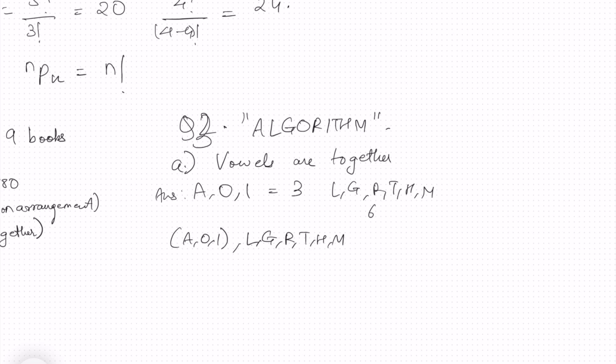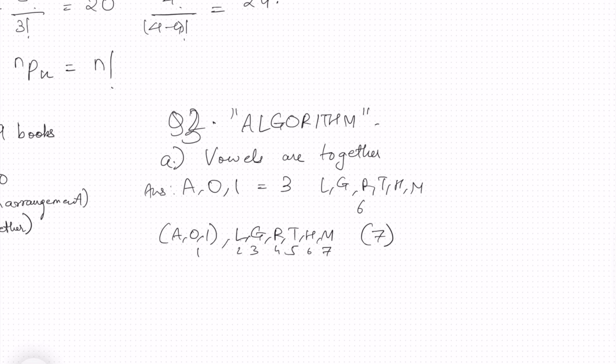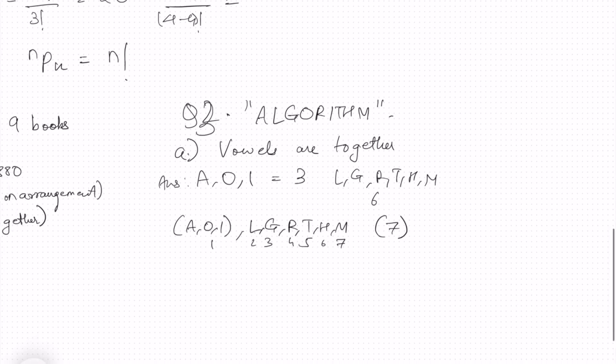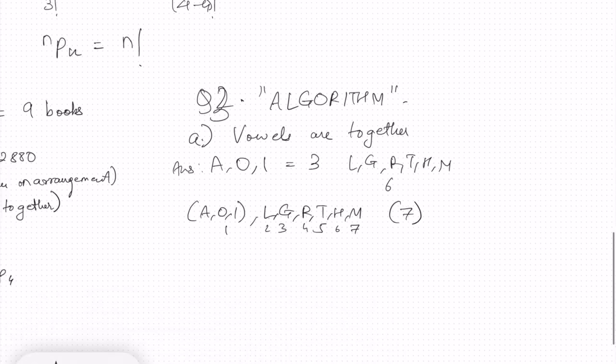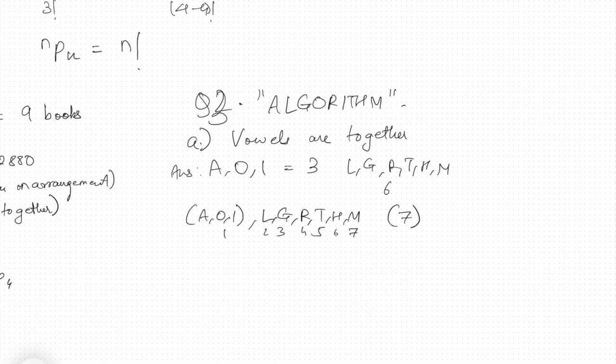So this is 1, 2, 3, 4, 5, 6, 7 objects which I must arrange in 7 places. Agreed that the word in itself contains a total of 9 letters, but since we've grouped 3 of those letters together, we have reduced the total number of distinct objects in this system, and hence we have 7 objects which we must arrange in 7 places.